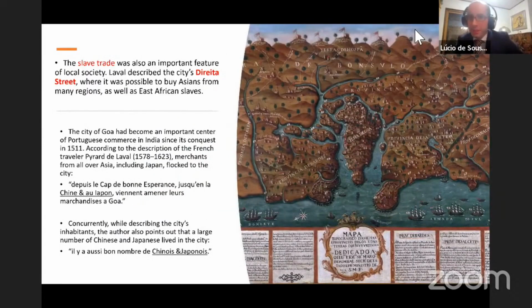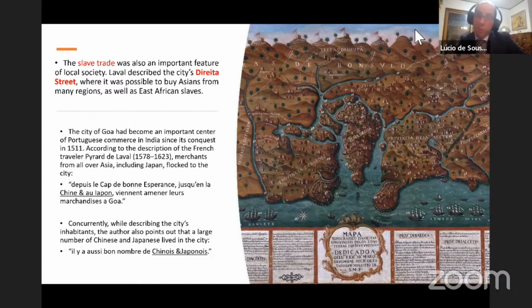So in the city, the center of the slave trade was the Rua Direita Street. We have several descriptions of that street. My favorite one is probably from the French traveler Pyrard de Laval. He lived in the city.